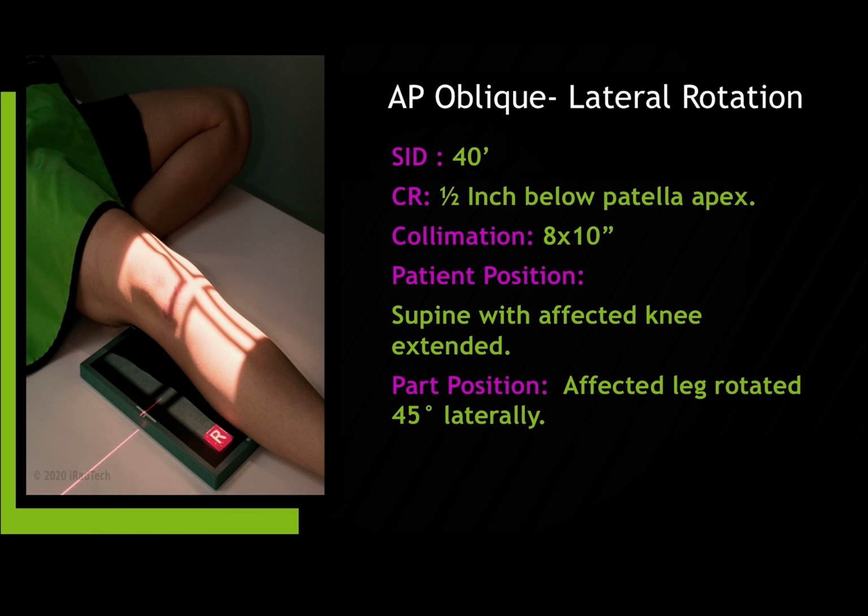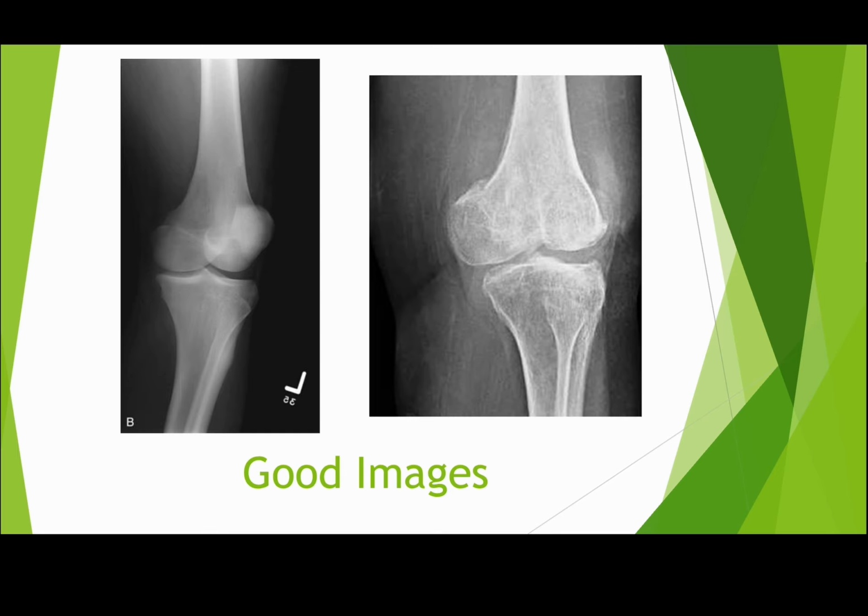So we'll start this projection with SID 40, central ray a half inch below the patella apex. Our collimation 8 by 10, and we're going to position the patient supine with affected knee extended. The affected leg is rotated 45 degrees laterally. So here are our good images. We see that the patella is right over the fibula and that the fibula is nice and superimposed by the tibia.